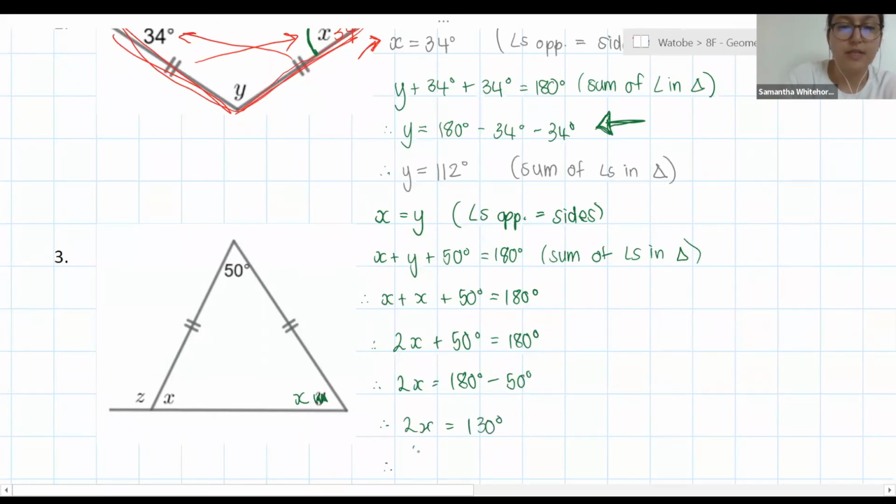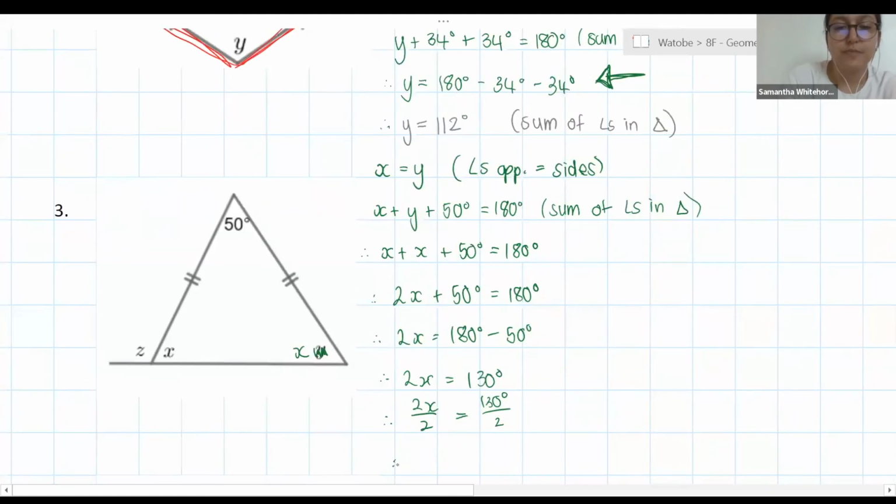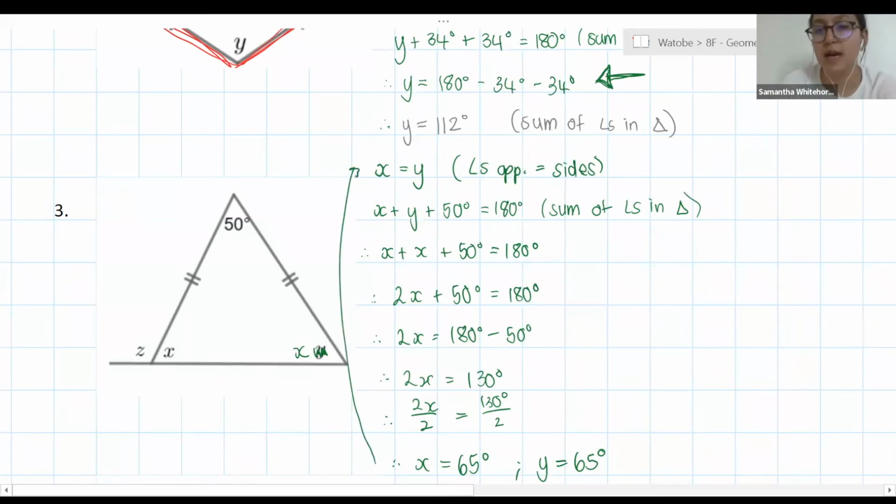And from this point, in order to get x, we'll divide both sides by 2. And so 130 divided by 2 is exactly 65 degrees. And so now I know that both x and y are 65 degrees. And I know that because I made this first statement up here, the fact that x and y are the same thing. And because I made that first statement, I don't even have to do any working out for y. I can just say that it is the same.